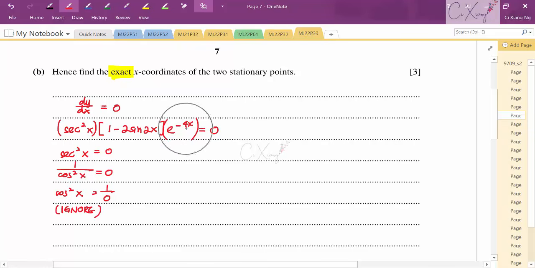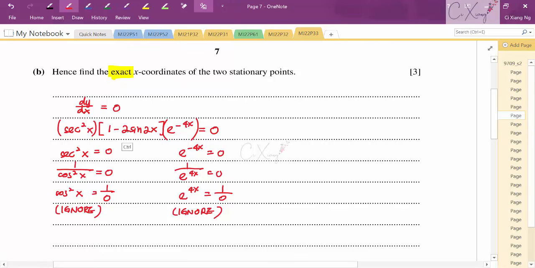Okay, then how about if we have a look for this e negative 4x? So e negative 4x equals to 0. If you rephrase it, you have 1 over e 4x equals to 0. And when you try to solve for e power 4x, you will get 1 over 0 as well. So there's also another math error occurring here, and this part is something that we should ignore.